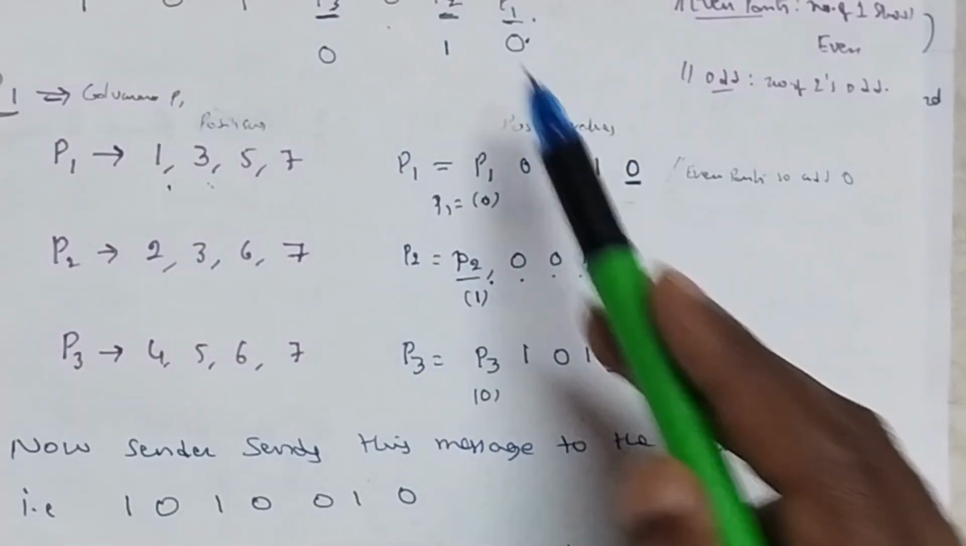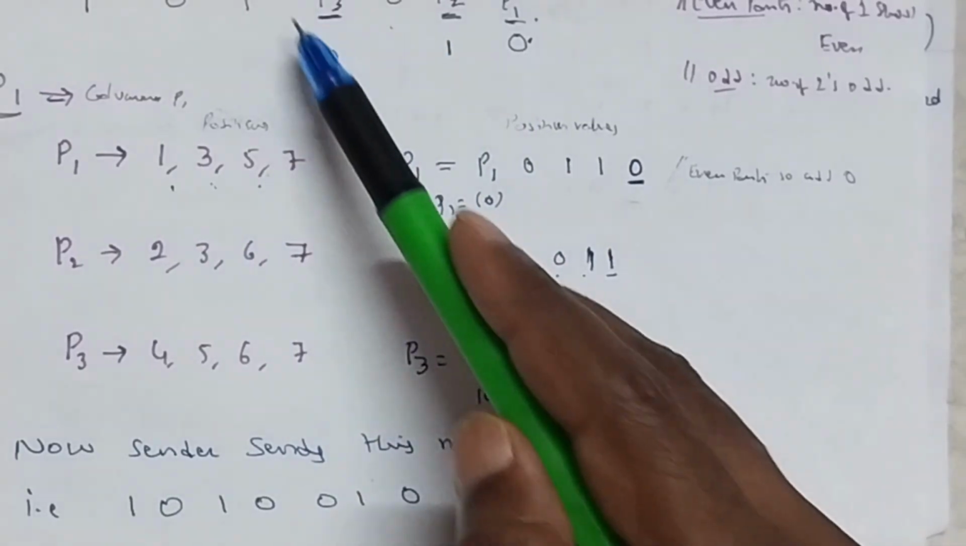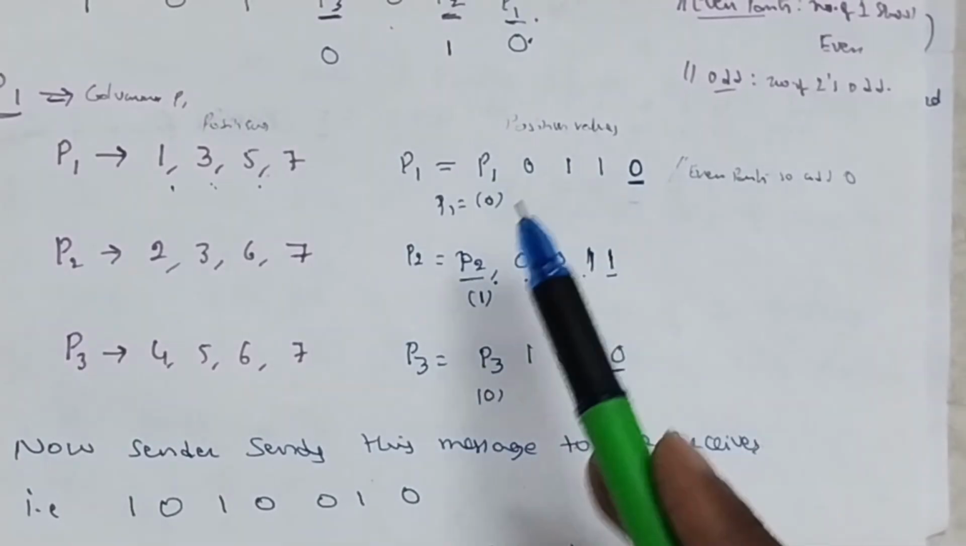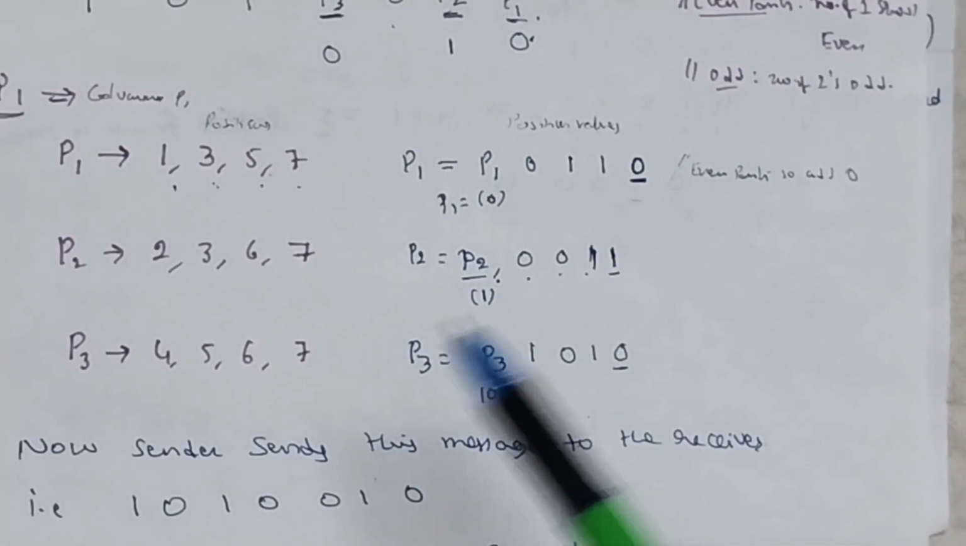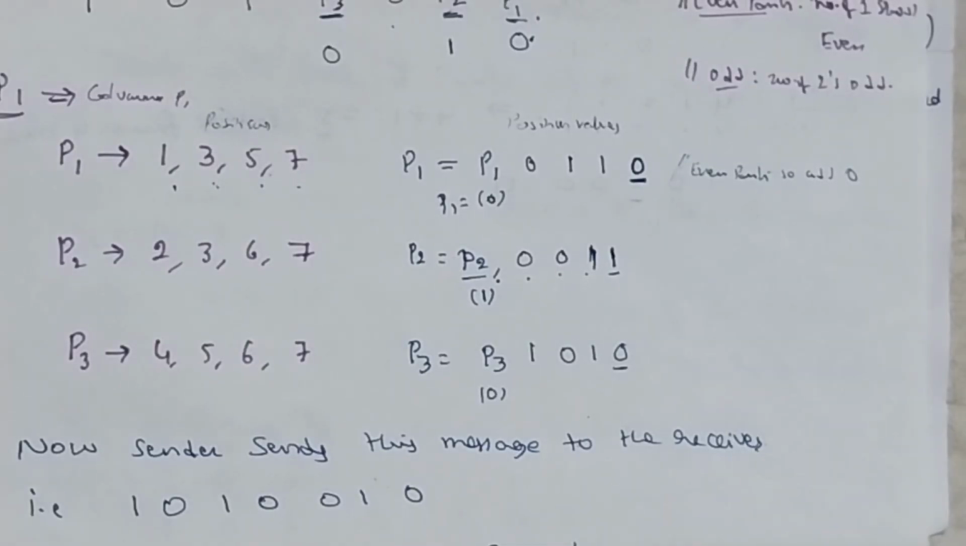P3 is 0, 0. P5, the fifth position, is 1, so 1. P7 is 1. Like that we have to write all the positions. Now we have to check these three. How many values do we have to add to get the even parity?